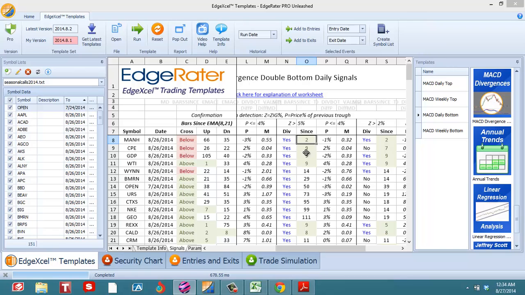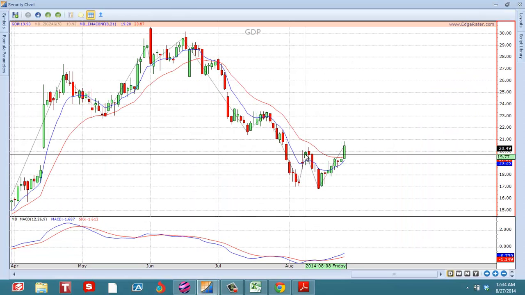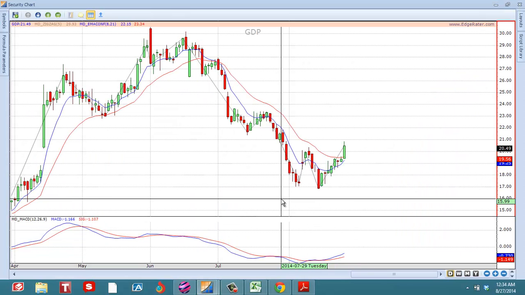Okay, let's look at, for example, GDP. Now GDP, real nice. You can see right here, this low, and then it made a lower low.